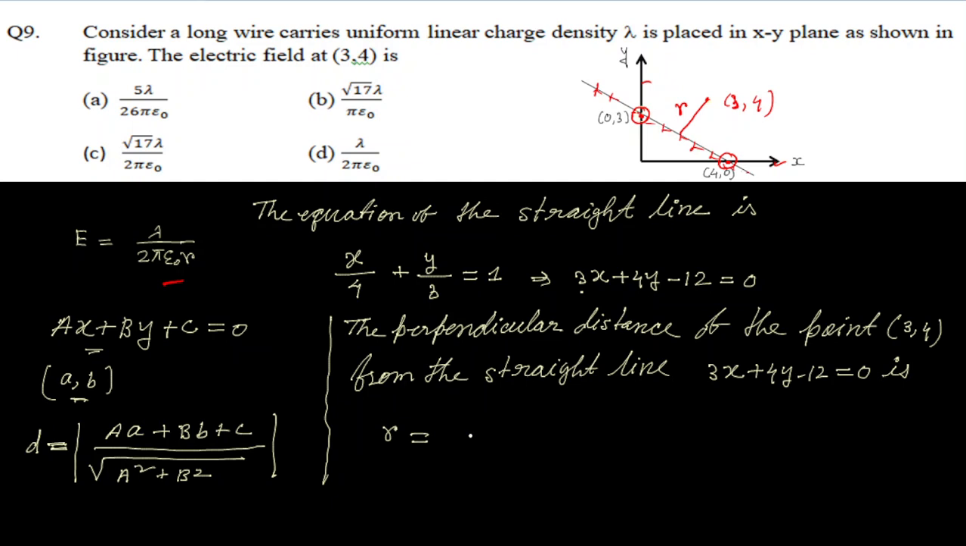r is equal to the mod of 3 into 3 plus 4 into 4 minus 12, divided by the square root of the coefficients squared, that is 3 square, 9, plus 4 square, 16. The mod of the numerator gives us 9 plus 16, 25, minus 12, so 13.